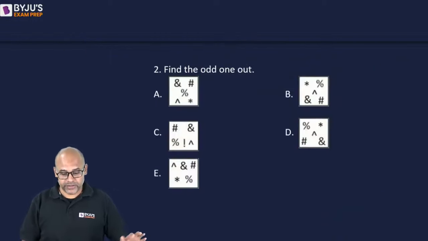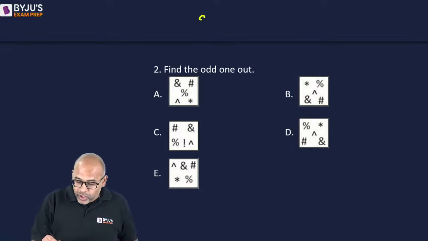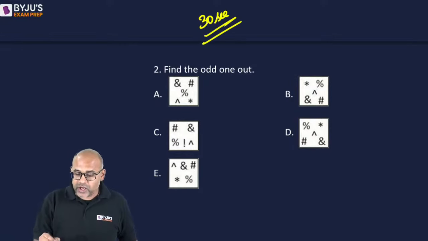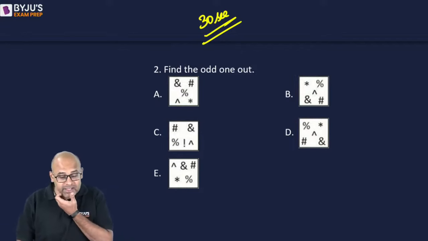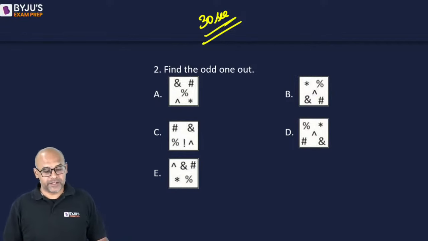Let's move on to the next question. Right, find the odd one out. This is a very, very simple question. It's going to take you not more than 30 seconds. Let's see how many of you can get the correct answer. 30 seconds. Give me the value for this. It's a very, very simple question.